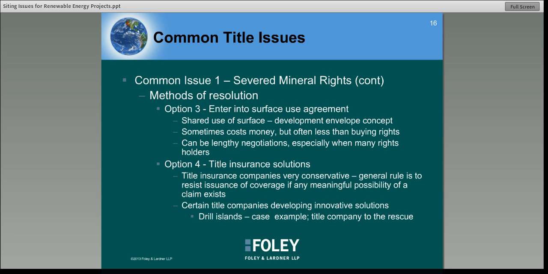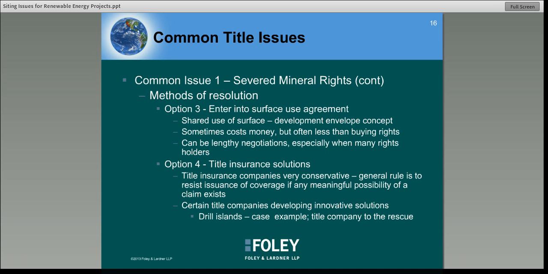And then option four, I would say, is title insurance solutions. Title insurance companies are very conservative, and no offense to any of our title company colleagues that are maybe here on the line today, but the general rule is that they're going to resist issuance of coverage if there is any substantial possibility of a claim being made by a rights holder.